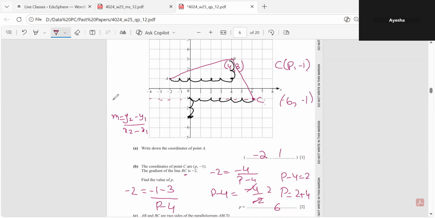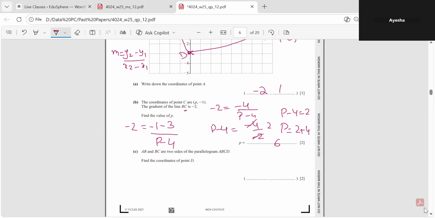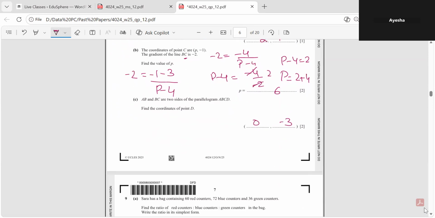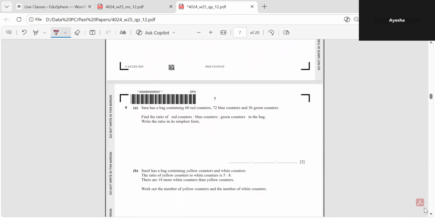Now this means that we are talking about this point. So it will be this point. So I'm going to erase this and it will be this point. So this is going to be the D point and the coordinates of D will be, we can say, 0, comma, minus 3. So we can write it here. It's 0, comma, minus 3. Hope it's clear.